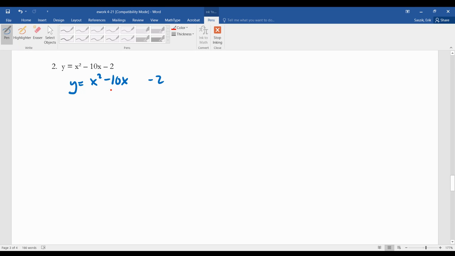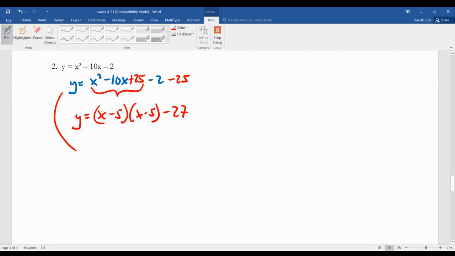Now remember, when you square -5, a negative times a negative is still positive. So this is always going to be a positive number here. But if I add 25, I have to keep it balanced by subtracting 25. And this is going to factor to x minus 5 times x minus 5. And you get -27 hanging off the back. I usually don't show this step. I usually go straight to this: y equals x minus 5 squared minus 27.